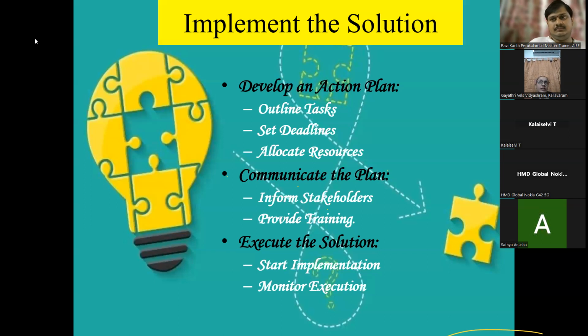Yes, ma'am. So in implementing the solution, 3 steps are there. First, what is the plan? We need to create a plan: what we are going to do and how we are going to do it. Second, we need to inform everyone that this is the plan, this is what we are going to do. And finally, we need to execute that solution. Am I clear? Yes, ma'am. So next slide, sir, please.